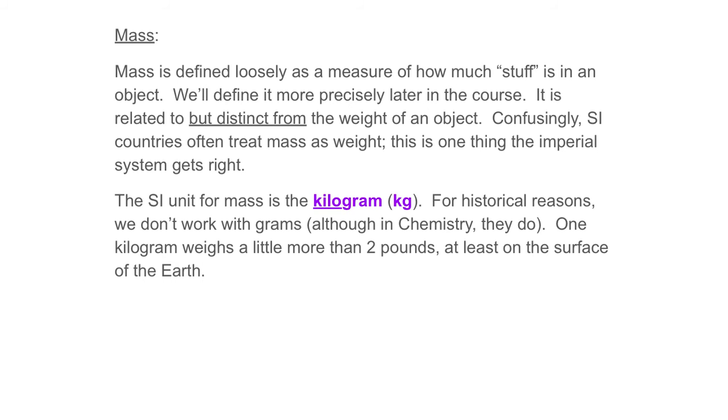In the British system, the unit of weight is the pound, and it is actually a unit of weight. The unit of mass in the British system is something called the stone or the slug. It's bizarre, nobody uses it. But just accidentally, the British system gets this one right.